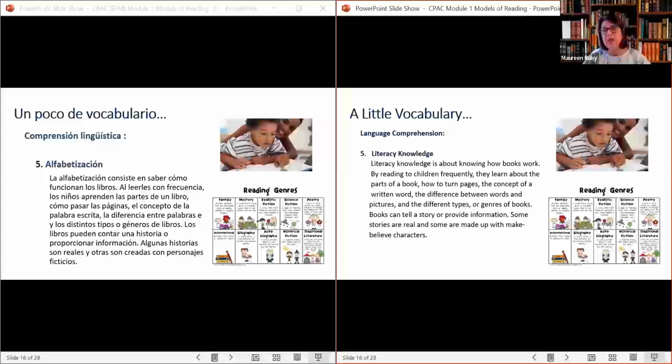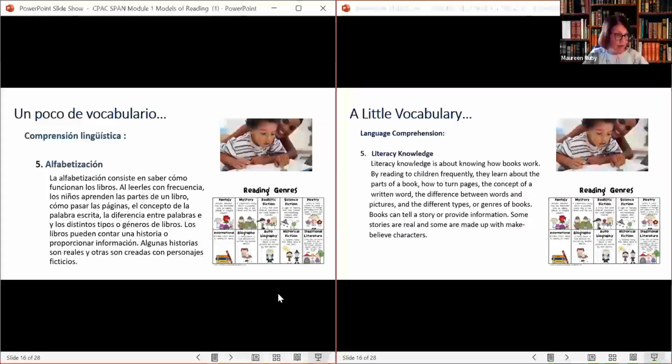And that may sound silly, but you can talk to teachers in schools across America. Some students come to school and they don't know how to hold a book. They don't know how to turn the pictures. But as your children get older, helping them understand that there are different genres. There's fantasy, there's mystery, they're all on the slide. So that's an important thing, and that's language comprehension.